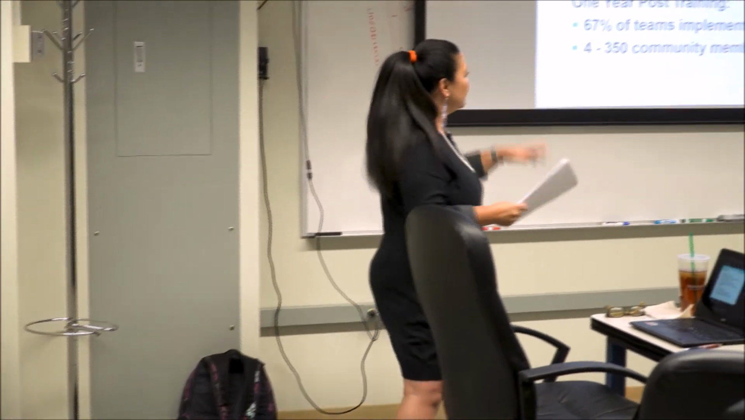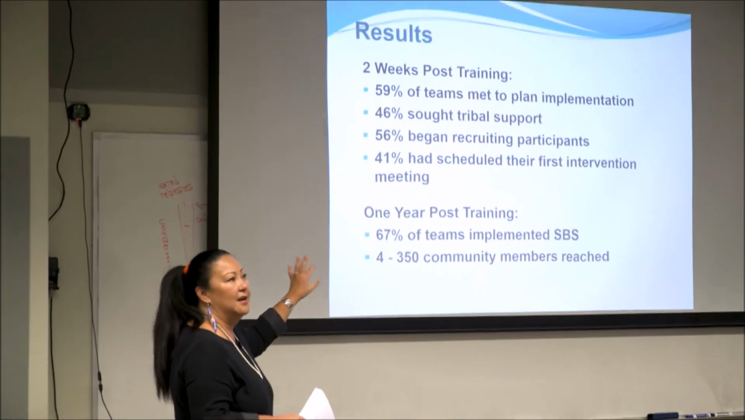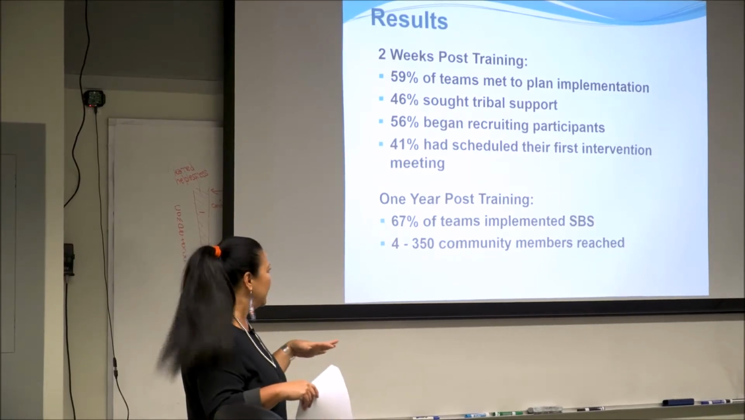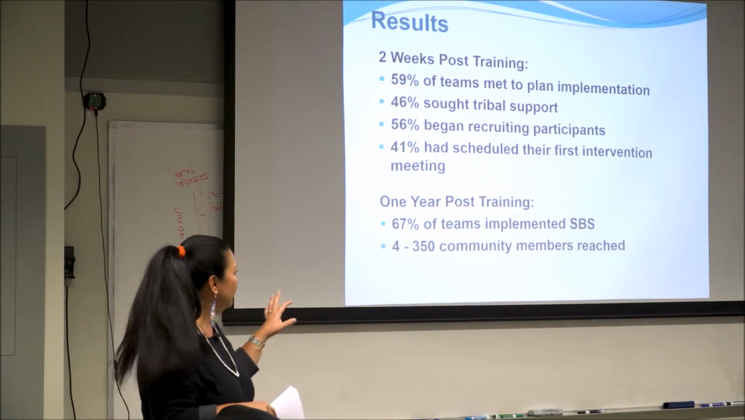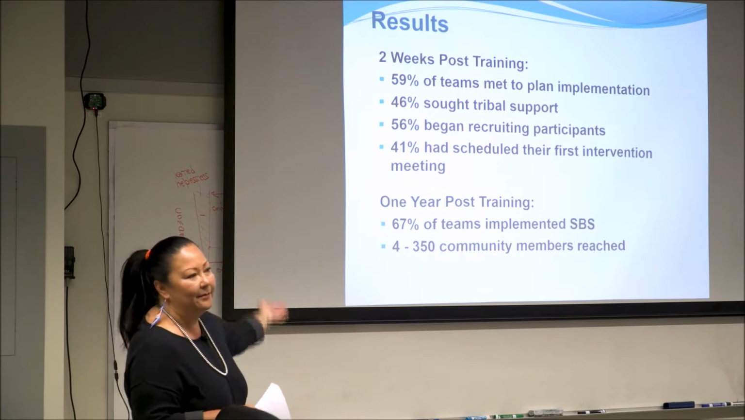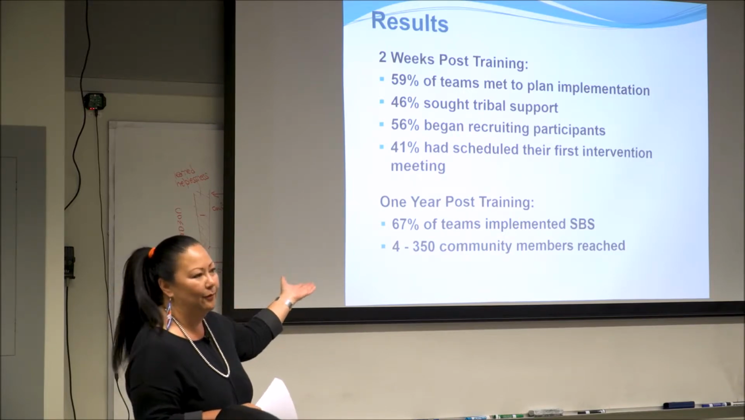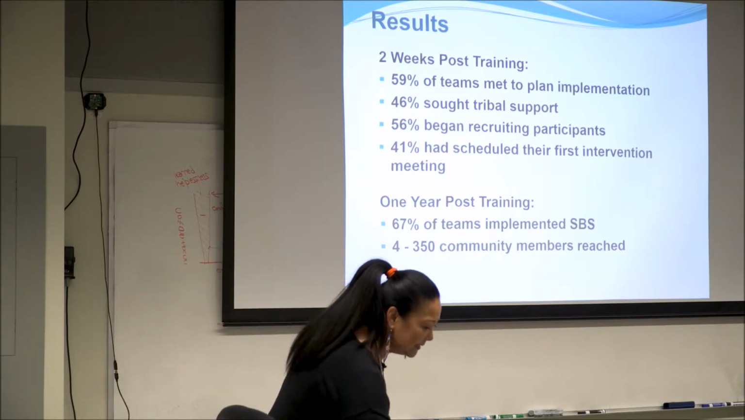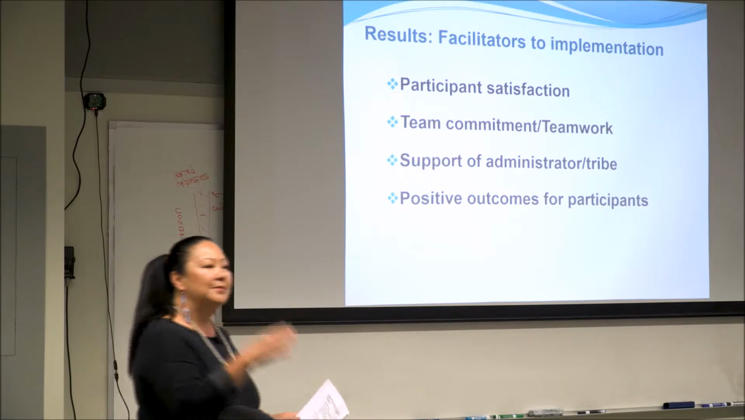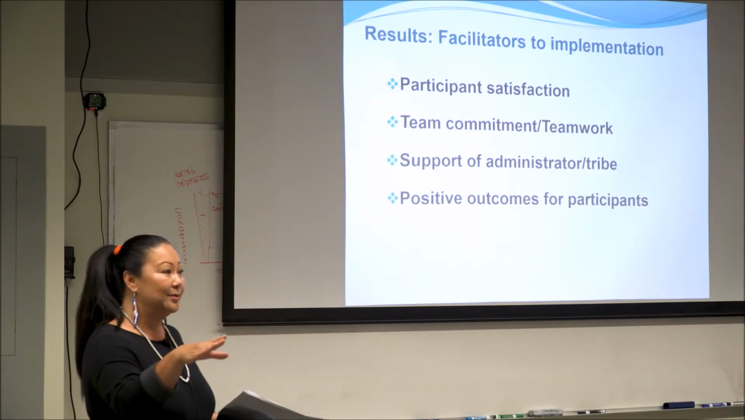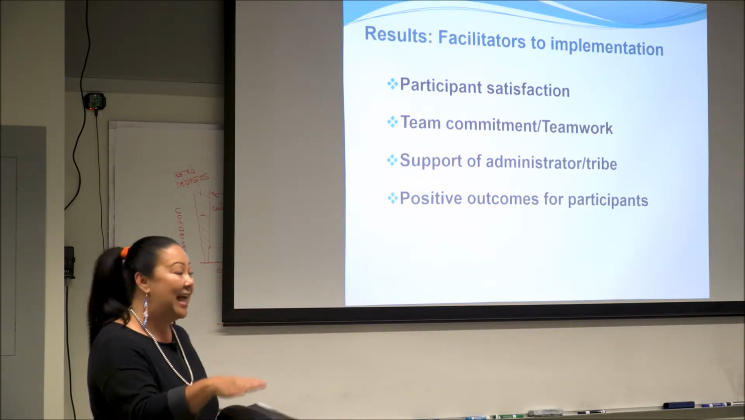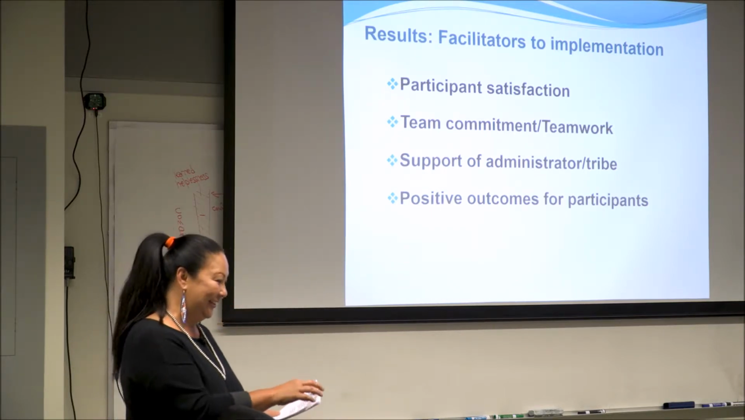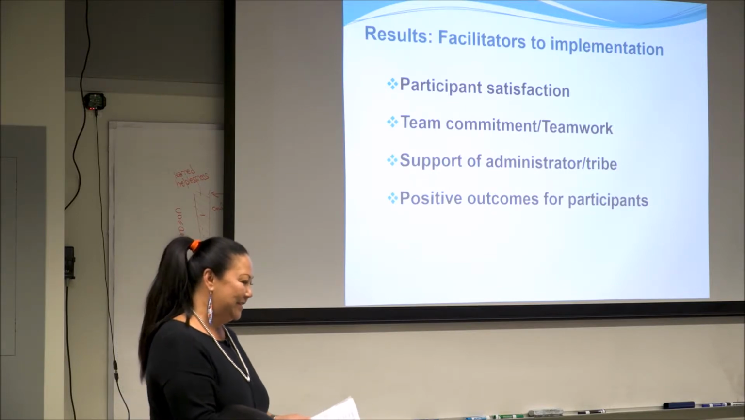So at the 12-month post-training phone call, we learned that 67% of the teams that had attended the training had implemented Strong in Body and Spirit. And then, the people that they reached ranged from like 4 to 350. It just depends on how big the tribe was and how many times they'd implemented it. So this was kind of our first foray into dissemination and implementation research. And it wasn't even called that back then. That's kind of a new term for what they're calling dissemination and implementation research.